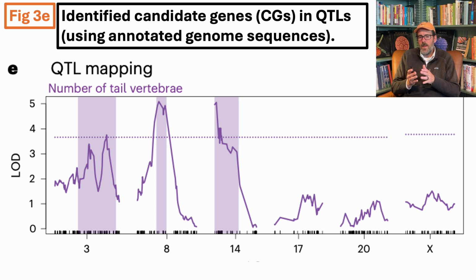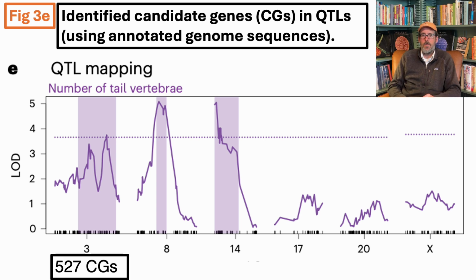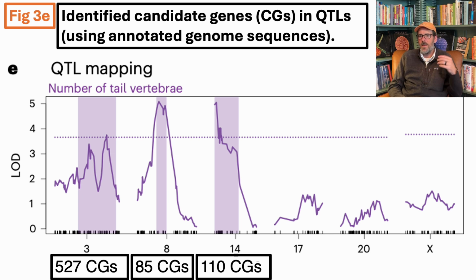So within this now, we can identify candidate genes in the range, or actually just the number of genes. What genes are there? Count them up. And when you do that, there's 527 genes in that region of chromosome 3. There's 25 genes in that region of chromosome 8. And there's 110 genes on chromosome 14 in that region.